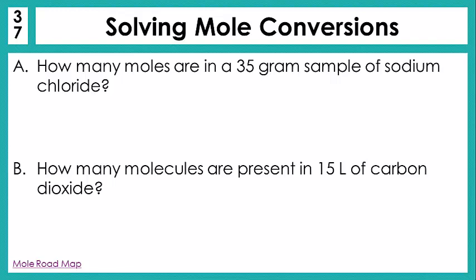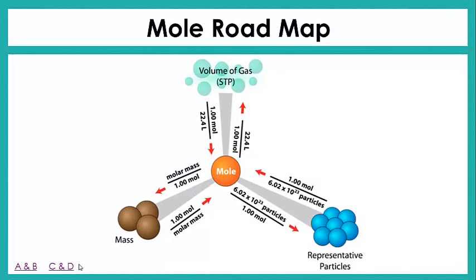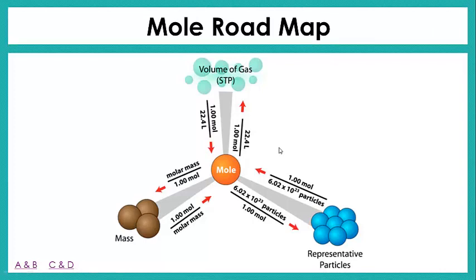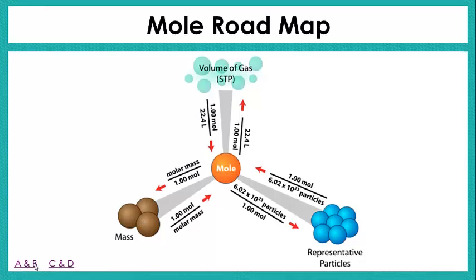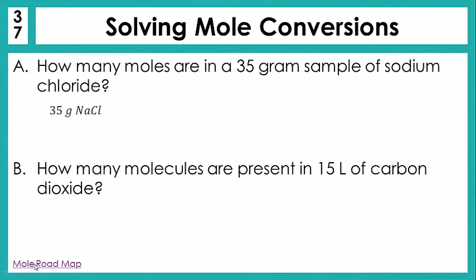37. So we've got a couple mole conversions to solve. How many moles are in a 35-gram sample of sodium chloride? So if we consult our mole roadmap, we want to know how many moles are in a certain mass. So in order to go from mass to moles, I need to use my molar mass. So I'm going to start with 35 grams of sodium chloride over 1. And I need to cancel out the grams, so grams goes on bottom and moles goes up top.